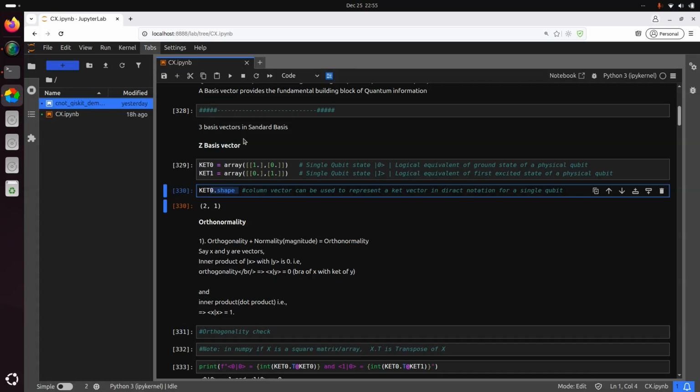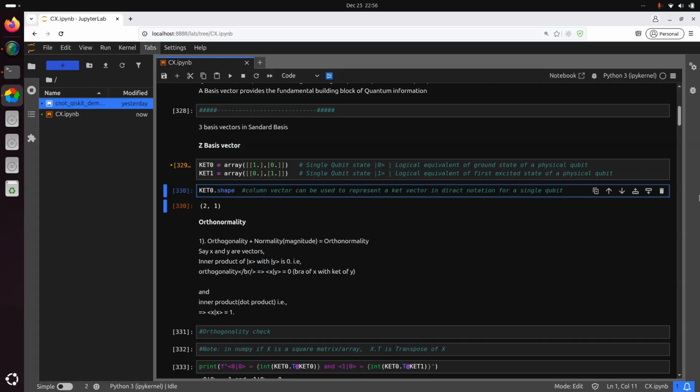The first one is the Z basis, and in NumPy we define ket0 and ket1 in this fashion. It's a column matrix, and this is a logical equivalent of the ground state of a physical qubit, and ket1 is the logical equivalent of the first excited state of a physical qubit, and this is the very definition. Similarly, we can use matrix. However, I'll stick to array, and the shape of this ket0 is 2 cross 1. It's a column matrix or column vector.